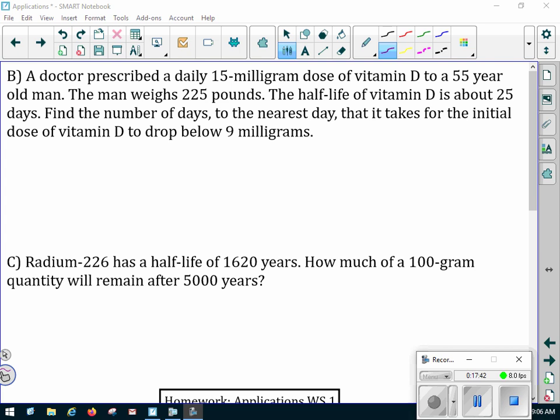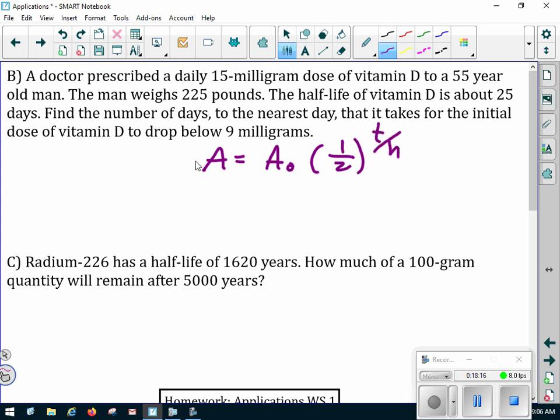here we go. A doctor prescribed a daily 15 milligram dose of vitamin D to a 55-year-old man. The man weighs 225 pounds. The half-life of vitamin D is about 25 days. Find the number of days to the nearest day that it takes for the initial dose to drop below 9 milligrams. I want you to set up an equation for that one. It's half-life. So you're going to have A equals A naught times 1/2 to the T over H.